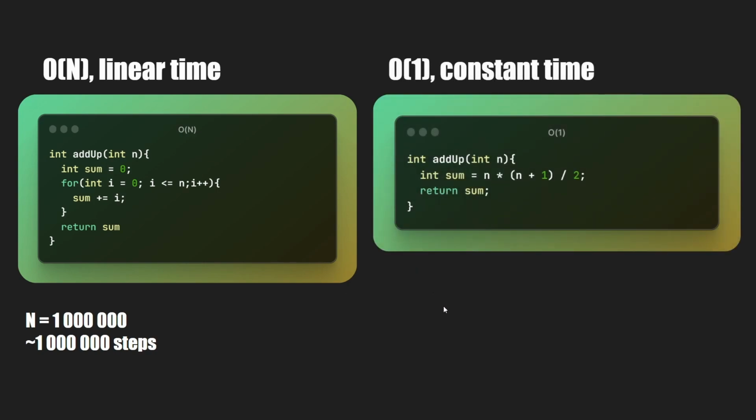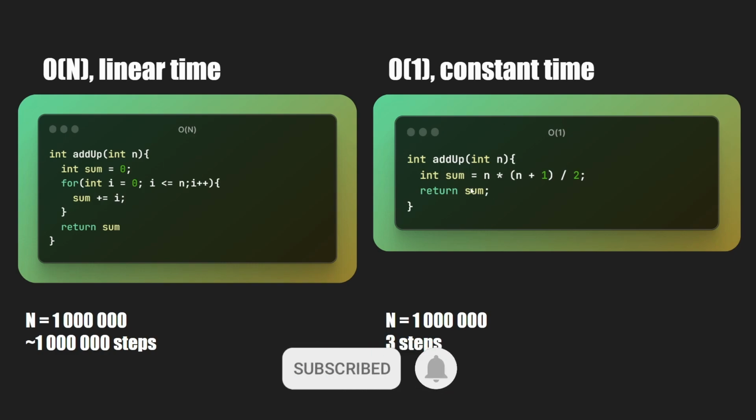So now it is in constant time, meaning that if n is, for example, 1,000,000, it will only take us around 3 steps. So now this function has constant time. No matter the size of n, it will still take us the same amount of time. This means that this function is a lot better than this function because it obviously takes us much fewer steps.